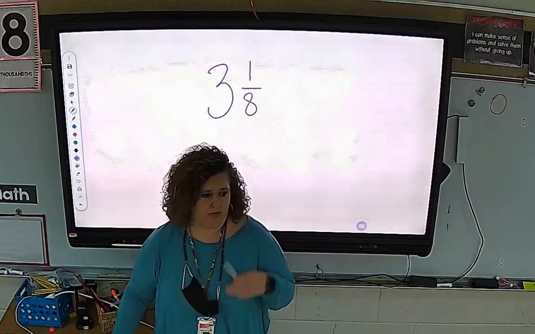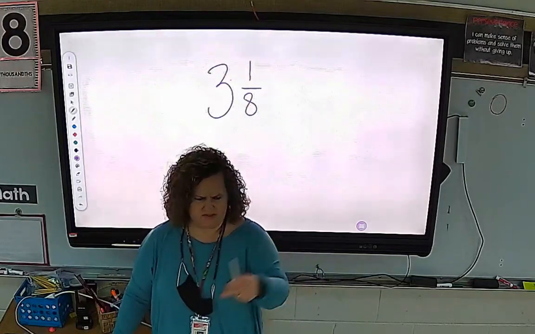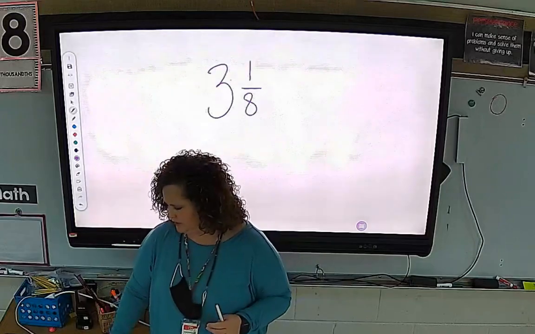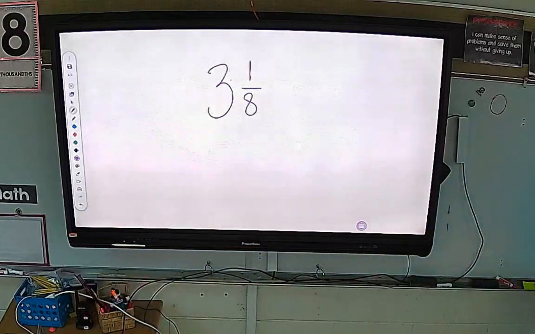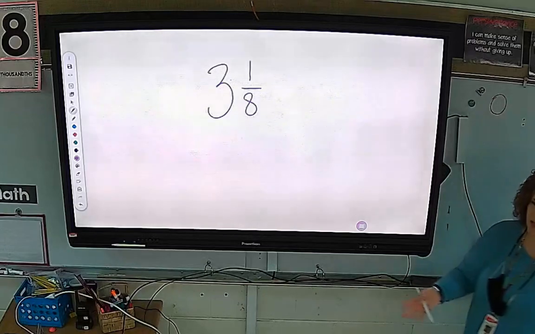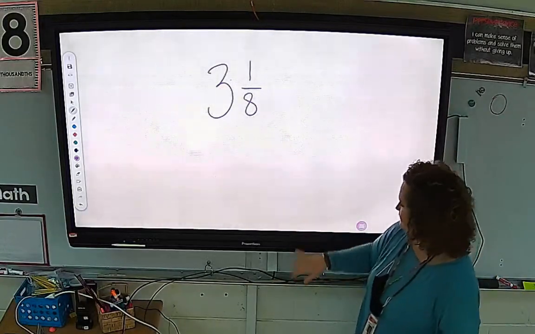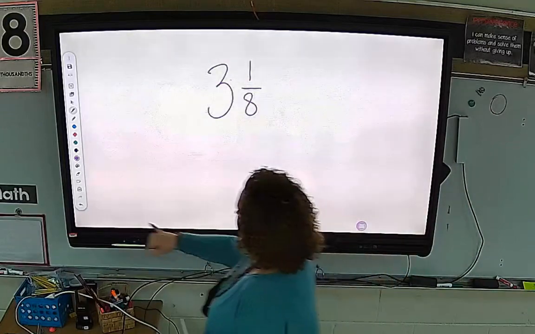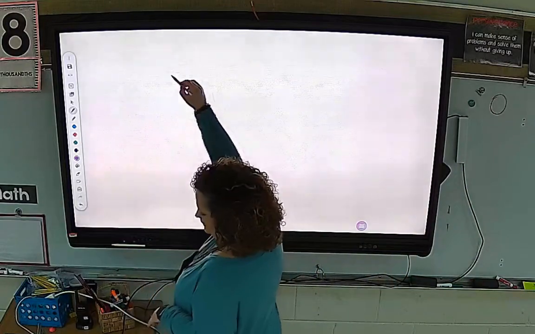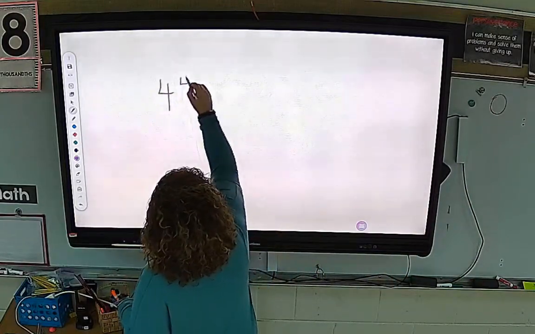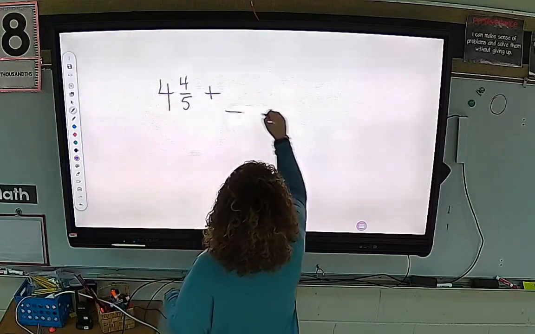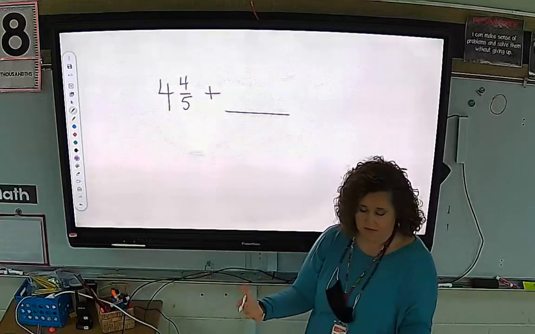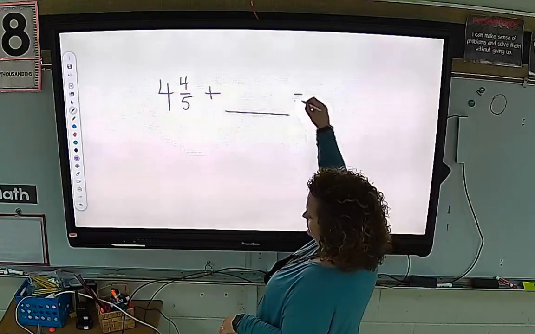All right, so why are we doing this? I want to show you what the math problem would look like if this type of thing were in a math problem. I bet you've seen math problems like this before. Maybe not with fractions, but they have a blank in them. All right, I'll put it on my screen. Let me put it up here. If we had 4 4/5 plus blank equals 5.